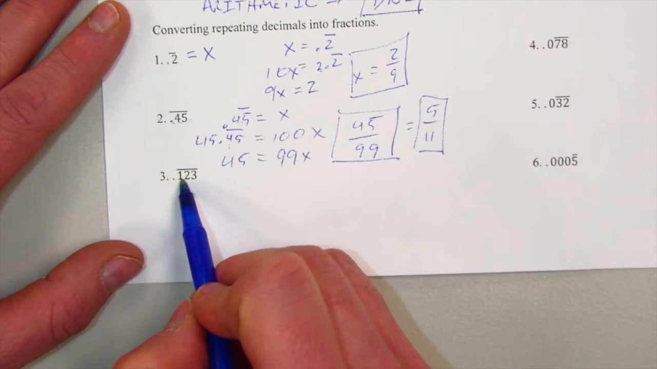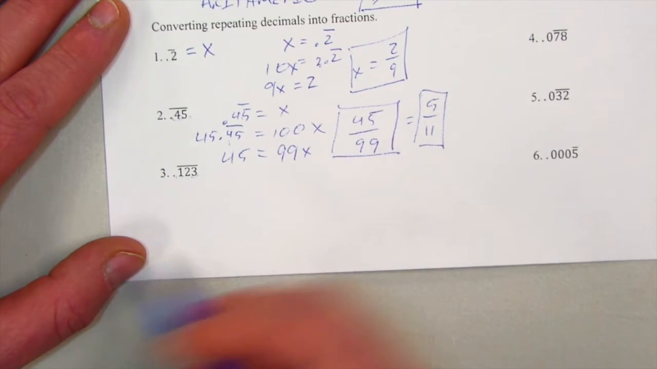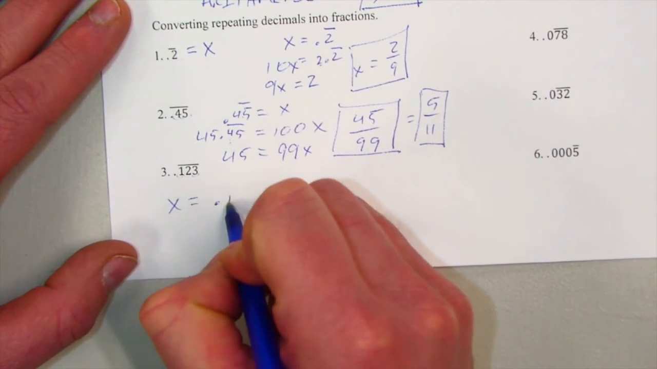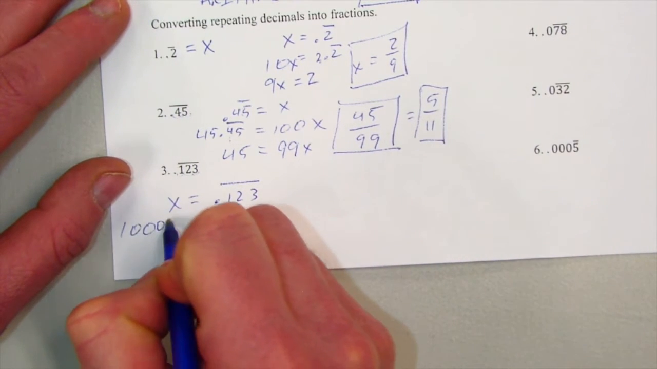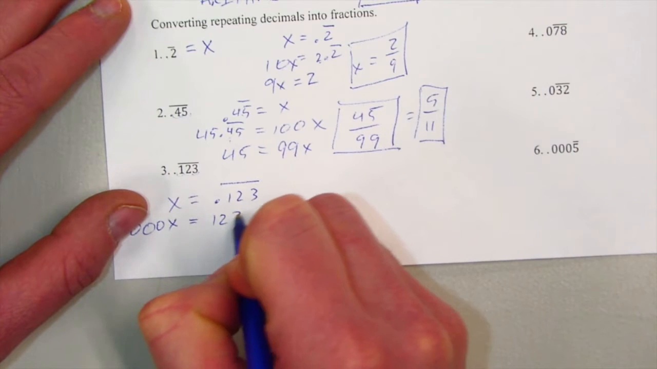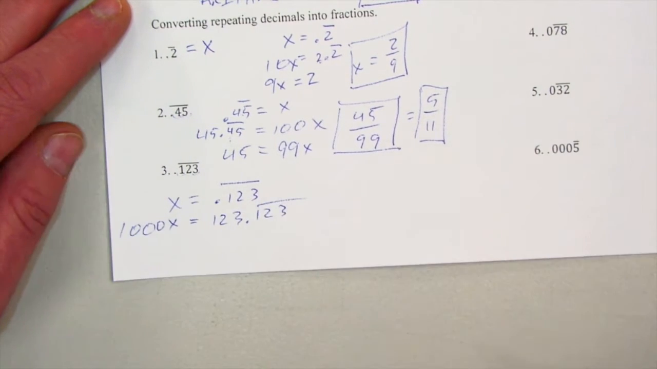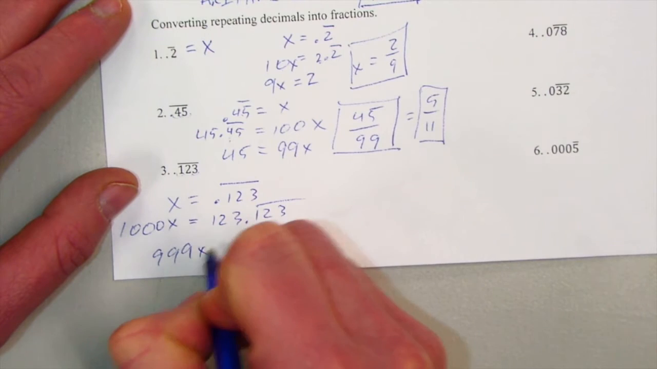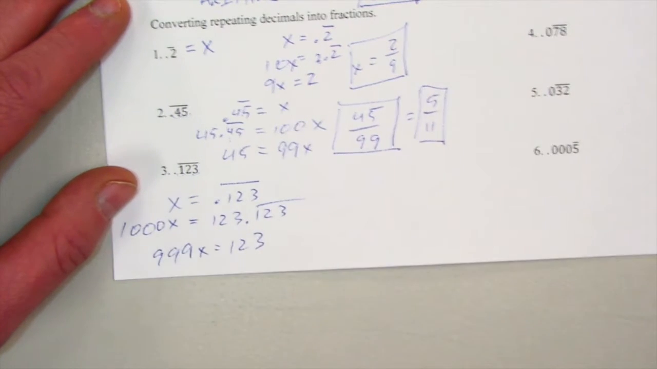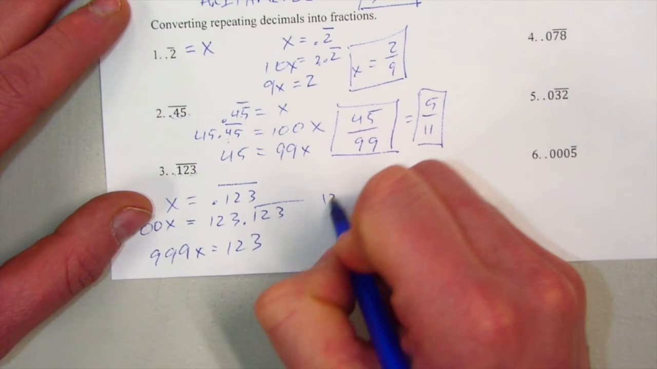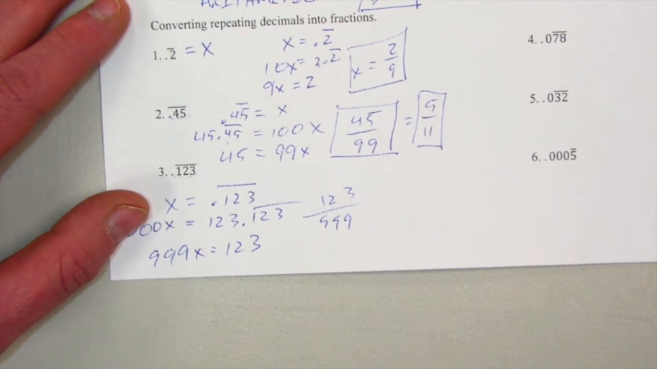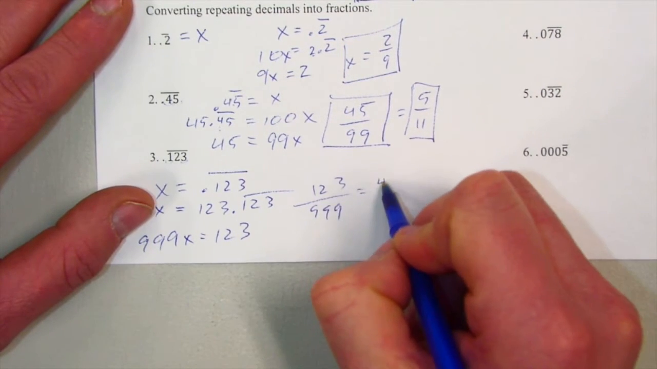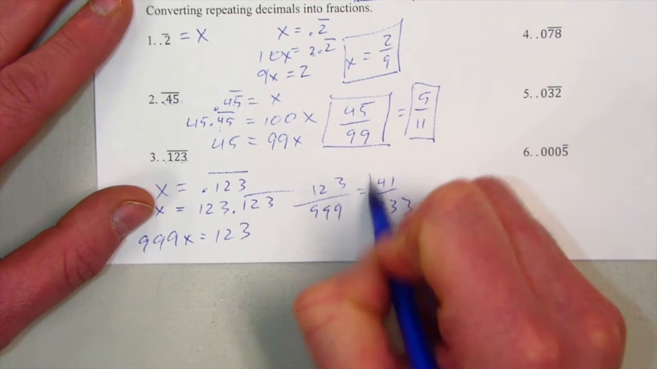I need to slide this one 3 places to get to the repeating part. So I'm going to go x is equal to 0.123 repeating. 3 places means 1,000. So I have 1,000x is equal to 123.123 repeating. Subtract, I get 999x is equal to 123. And now just divide, I get 123 over 999. I'll see if that reduces, 123 divided by 999. See if my calculator can do that. I'll hit math and frac. Yep, looks like we have 41 over 333 is going to be your final answer.